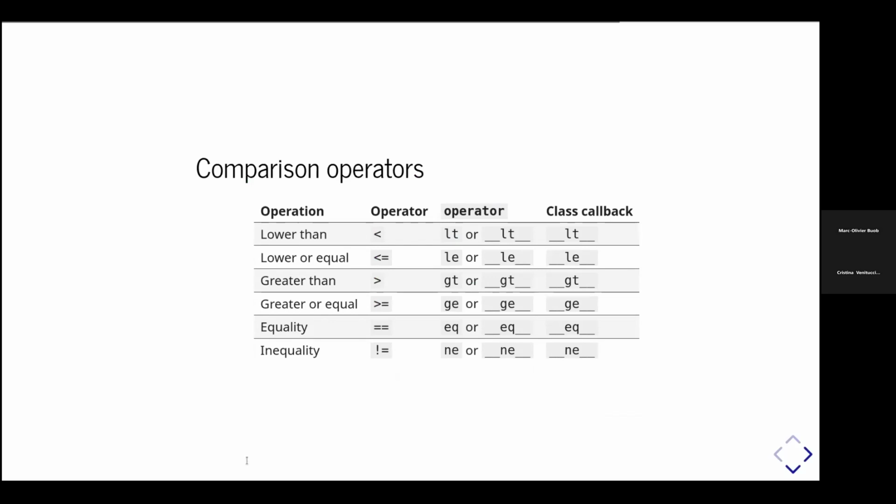For the comparison operators: lower than, lower or equal, greater than, greater or equal, inequality. The main purpose of the slide is just to give you the names because this is quite obvious. And as you can see, the class callback is directly reflecting this naming. If you dislike the underscore names, you could use those ones. This is strictly equivalent.